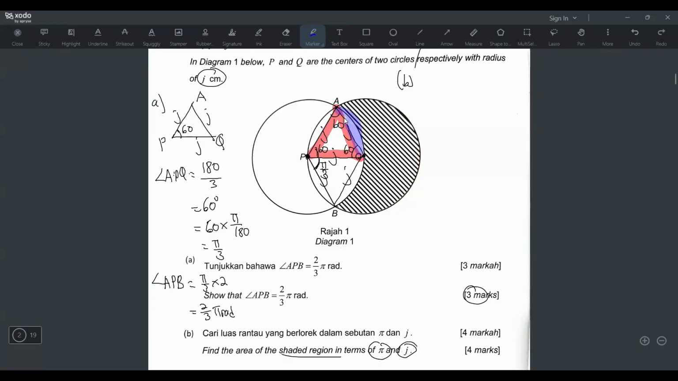This thing? What is this? This is actually the segment, right? This blue color part is the segment. So, and they are same size. Okay, they are same size.